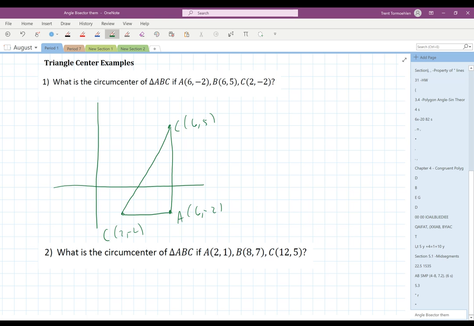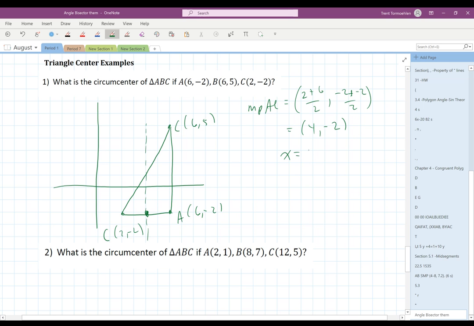And so we need to find the perpendicular bisector of AC. So we need to find the midpoint. The midpoint of AC is (2 + 6)/2 and (-2 + -2)/2, which turns out to give you (4, -2). And the perpendicular bisector is going to be a vertical line through there. Remember, a vertical line is always x equals whatever the x coordinate is for all those points, which in this case is 4.